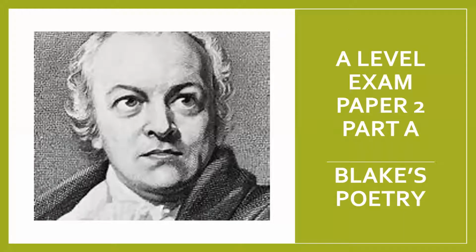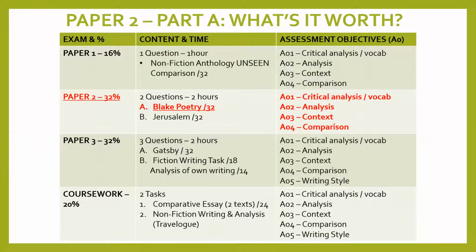This video is looking at A-level exam paper 2, starting with part A, which will be for you guys on Blake's poetry. So paper 2 is worth 32% overall. All texts are worth 16% in these exams. Your paper will be marked out of 32. It's an hour for the questions, and you're assessed for all 4 assessment criteria: AO1, AO2, AO3 and AO4.